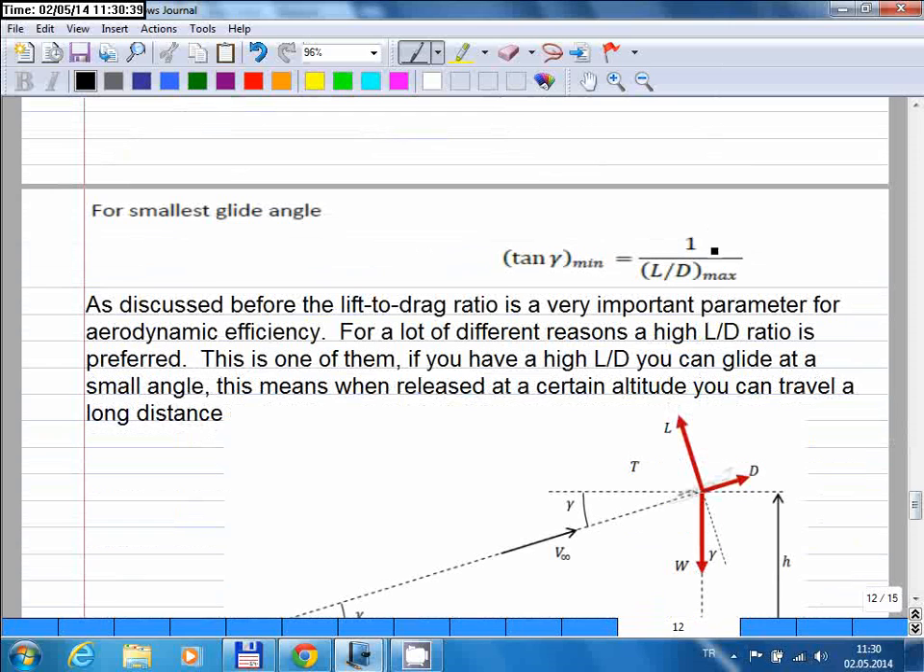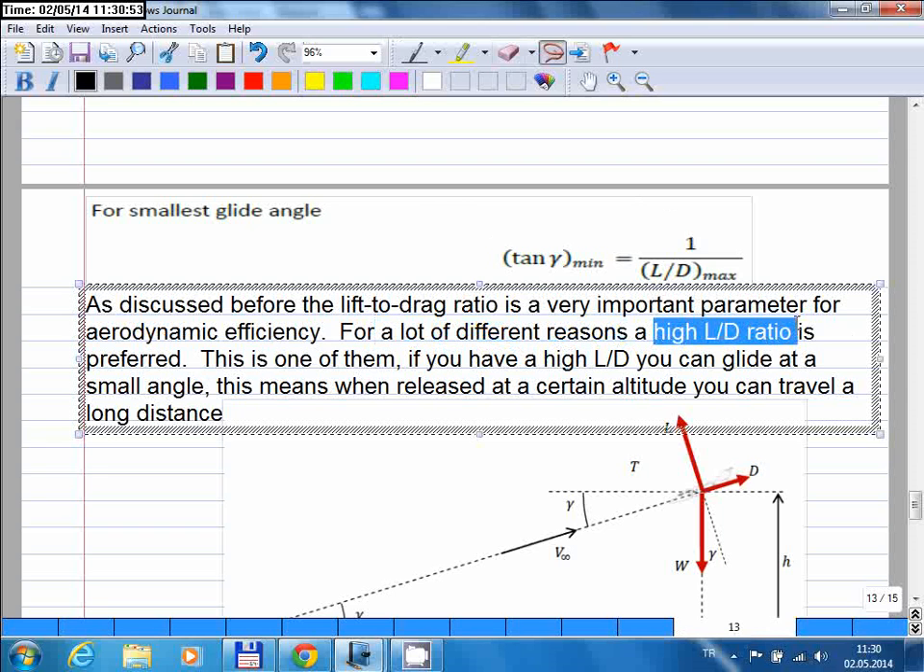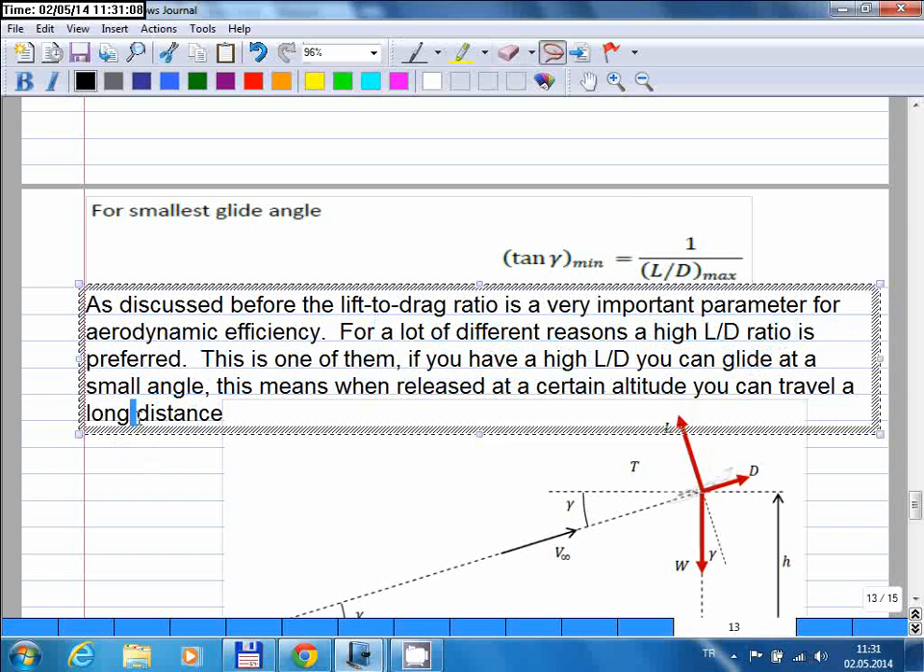Again, we see that the lift to drag ratio is a good aerodynamic performance indicator. It's a very good number for aerodynamic efficiency. For a lot of different reasons, you want a high lift to drag ratio, and this is just one of them. If you have a very high lift to drag ratio, then you can glide at a small angle, which means when you start gliding from a certain altitude, you can travel a long distance.